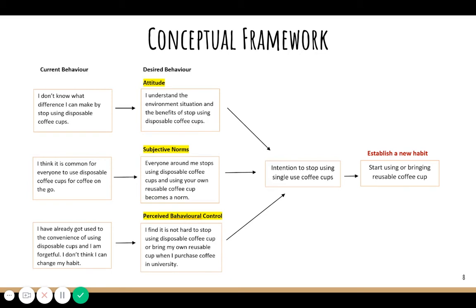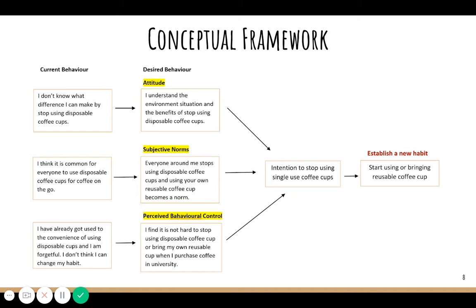The current attitude towards the behavior change, which is to start using reusable coffee cups, is negative. There are students who are not aware of the negative impacts caused by disposable coffee cups. There are also students who are aware of the issue but do not know what difference can be made by one person alone. Moving on to subjective norms, the target market thinks it's not common for everyone to use reusable coffee cups. This is because most of the people around them use disposable coffee cups.